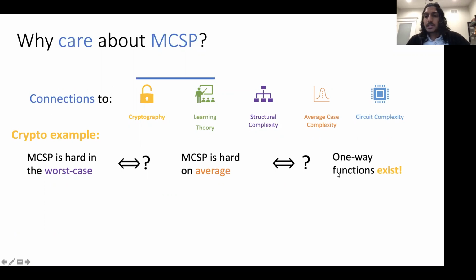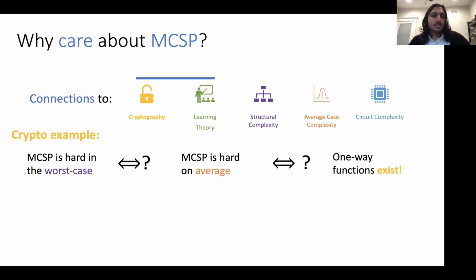I already mentioned on the last slide that we already know a reverse arrow: if one-way functions exist, then MCSP is hard in the worst case. The hope here is that you can interpret that result as MCSP being hard for cryptography, and this line of work is hoping to show that maybe MCSP is kind of complete for cryptography. This would be a really exciting line of work because it would put the foundations of one-way functions on more solid complexity-theoretic ground. Right now, in the complexity-theoretic landscape, they don't really fit so nicely. We don't have a good characterization of them, and this line of work is hoping to provide one.